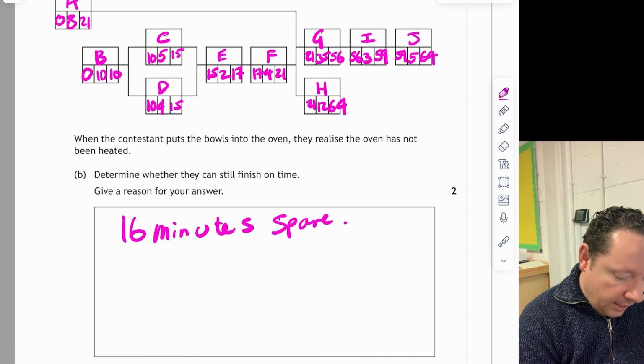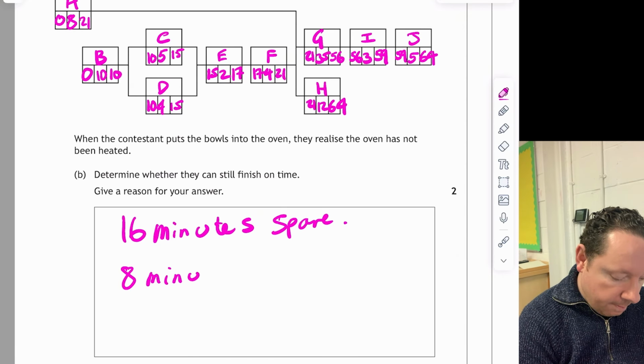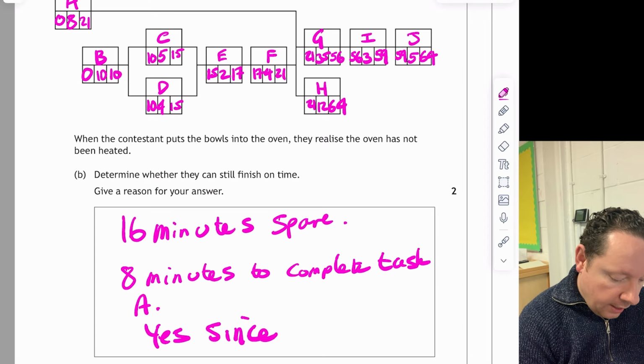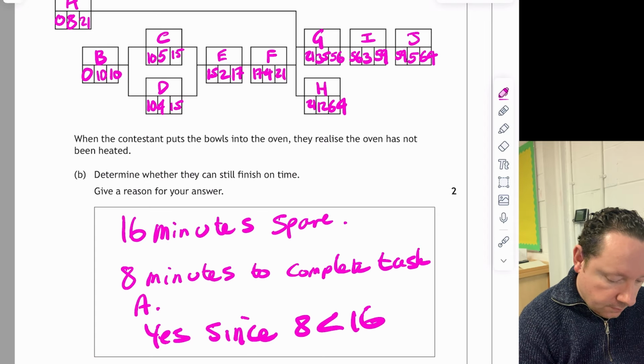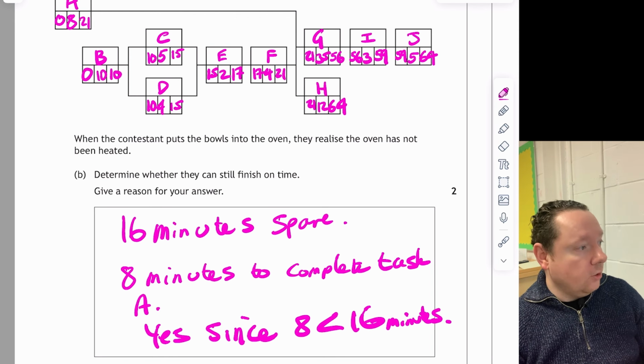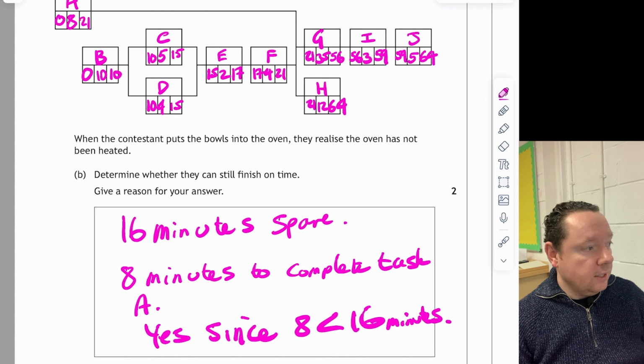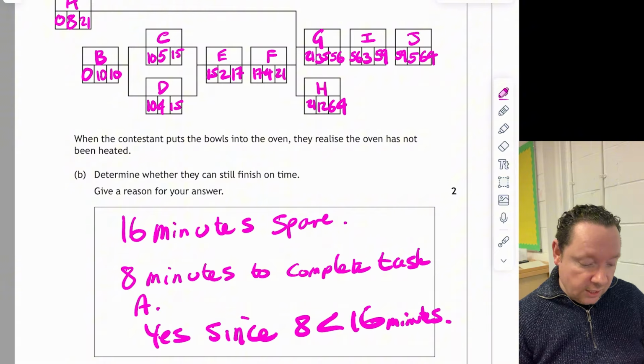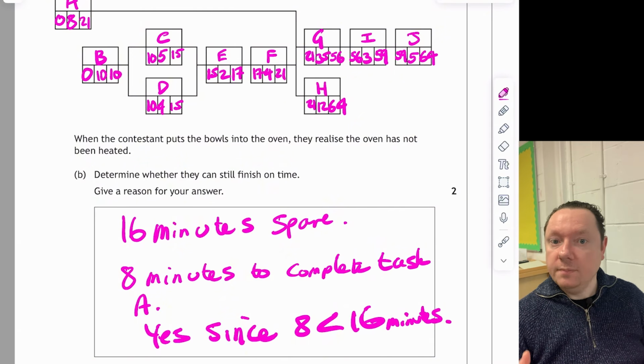And then we can say it takes 8 minutes to complete task A. So can they still finish on time? Yes, since A is less than 16 minutes. So for marks for that one, you're getting a mark for either saying it's 8 minutes to complete task A over 16 minutes spare, and then a mark for saying yes because 8 is less than 16 or 16 is greater than 8. Okay, done there.